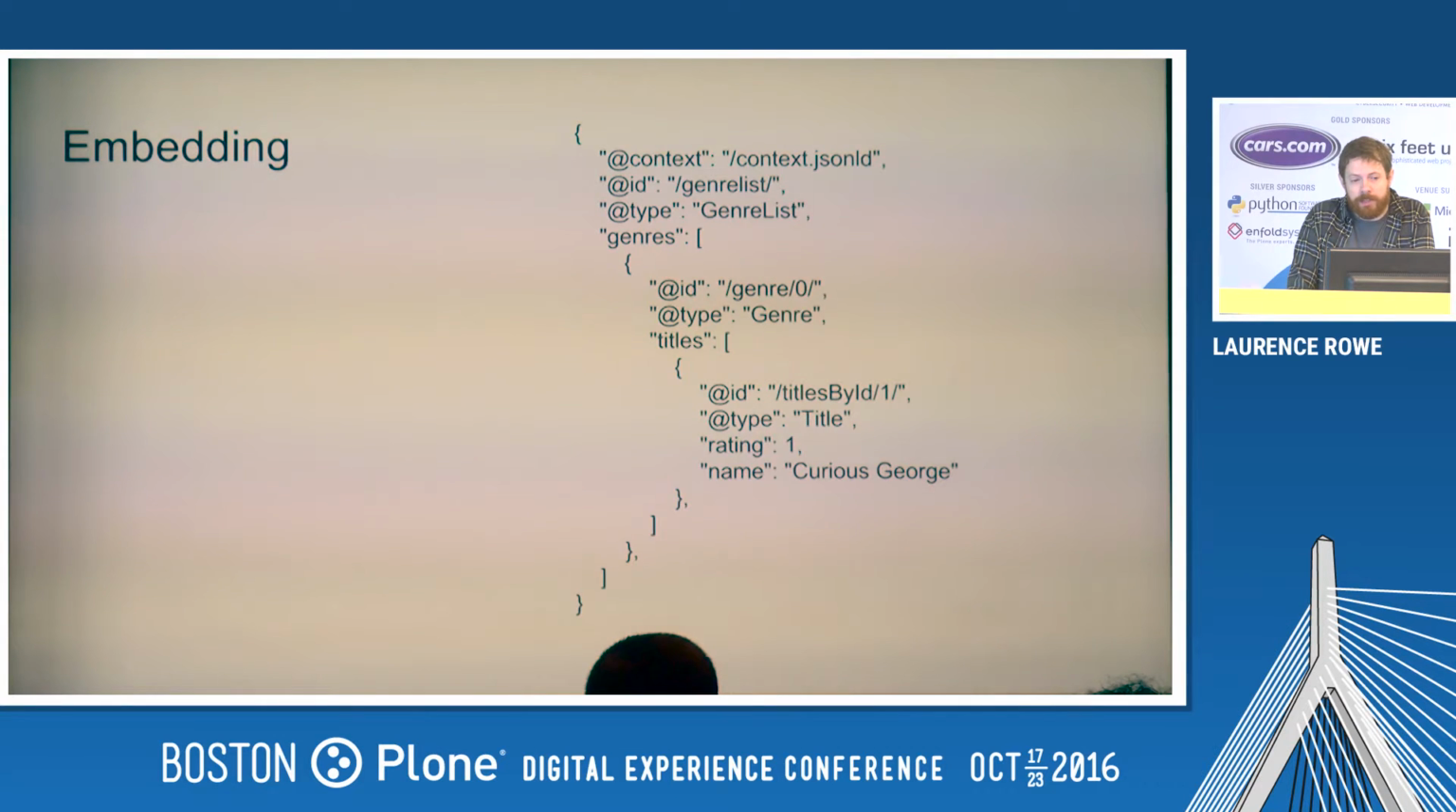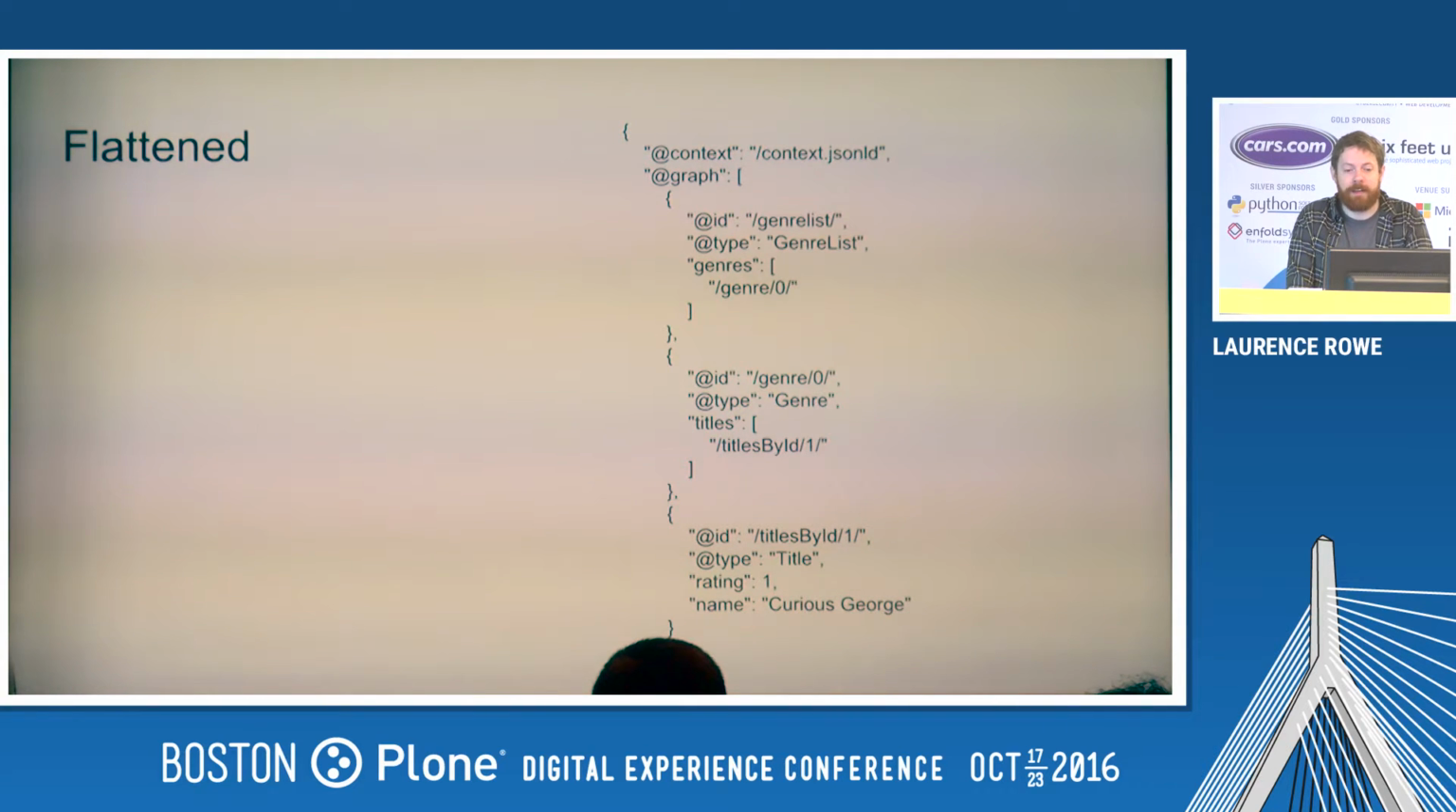And as well as the embedded view of the data, you can also have a flattened view of the data, which will remove duplicates and has everything as a single flat list, which, when you have quite a lot of common data, when you have the same objects appearing multiple times in a response, can save you quite a lot of space or size in the response.